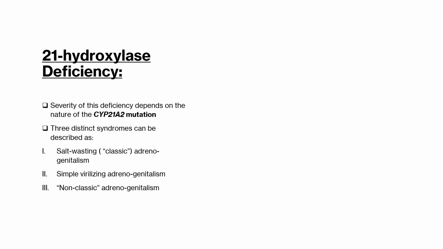Similarly, in simple virilizing adrenogenitalism, there is a partial deficiency of 21 hydroxylase due to a less severe mutation of cytochrome P21A2. And also in non-classic adrenogenitalism, there is a very minor deficiency of 21 hydroxylase synthesis. So these patients present with hirsutism, acne, and in females menstrual irregularities can be seen, which are very minor features.